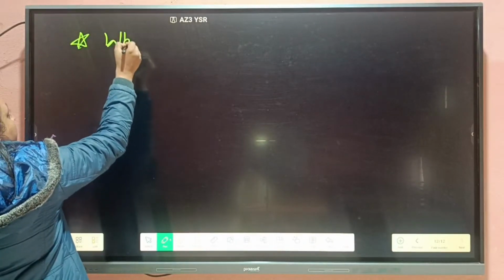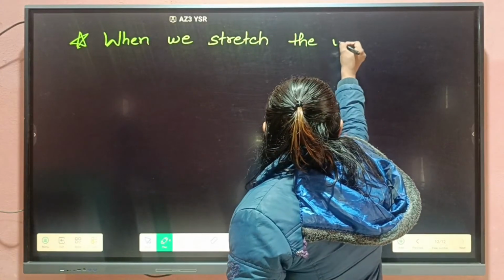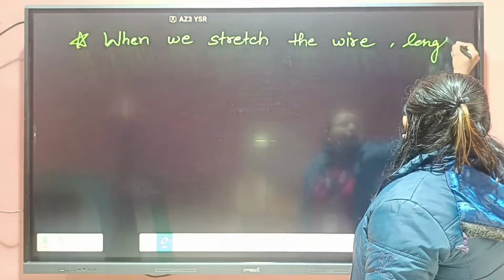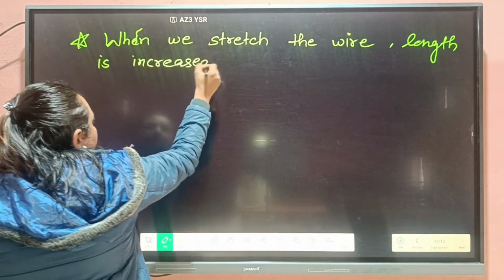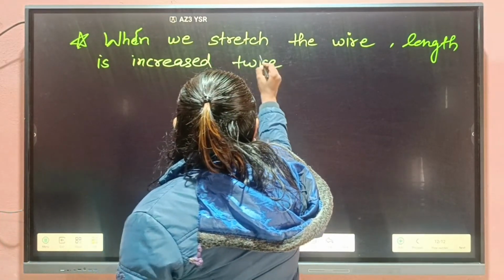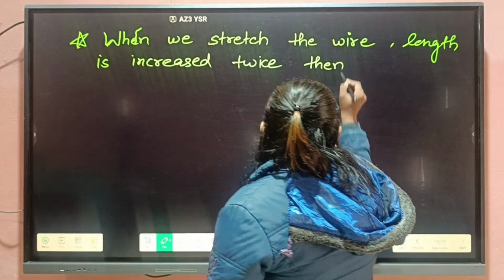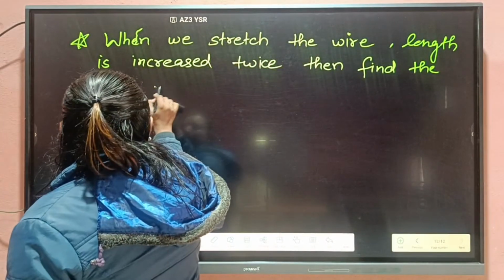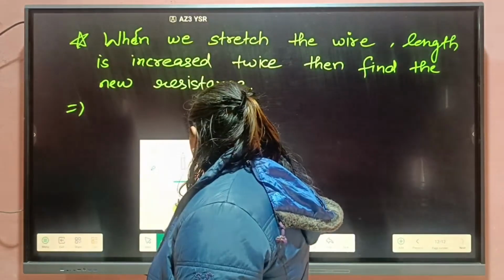दीज टाइप ऑफ क्वेश्चंस में बी आस्क्ड कि if we stretch the wire, ठीक है, length is increased twice. Length is doubled, or increased twice. Then find the new resistance. New resistance.